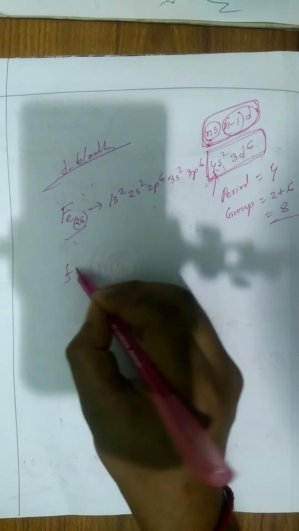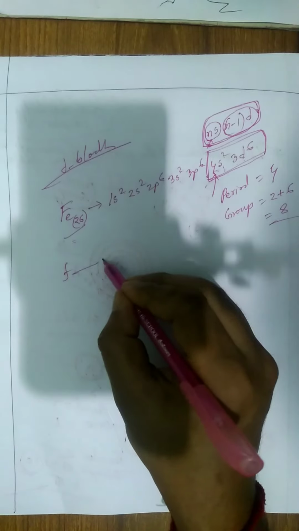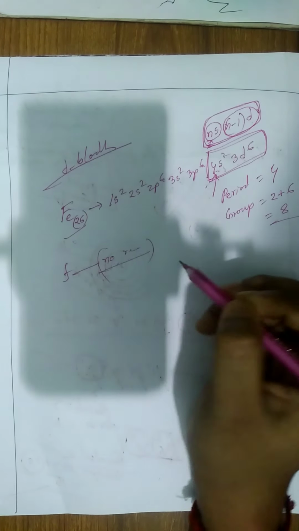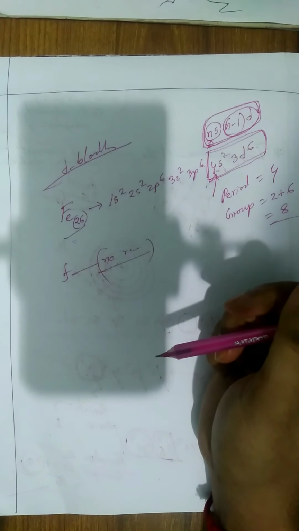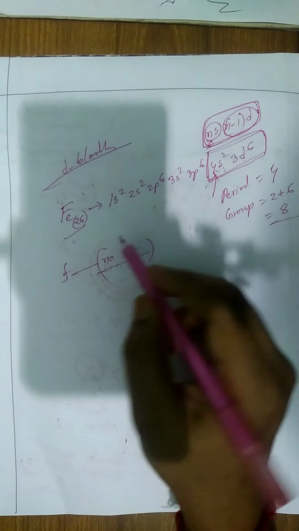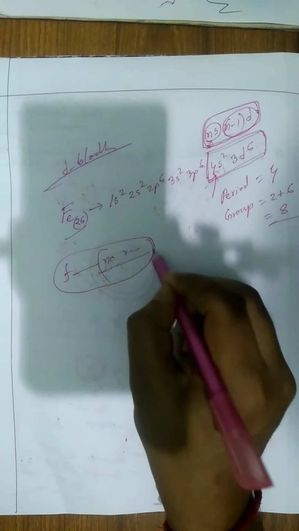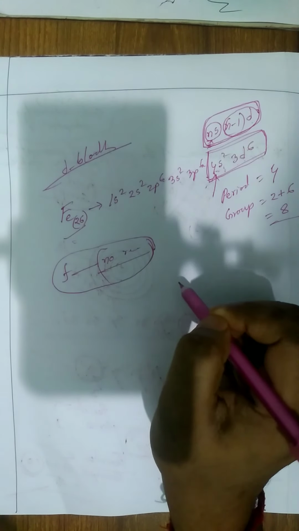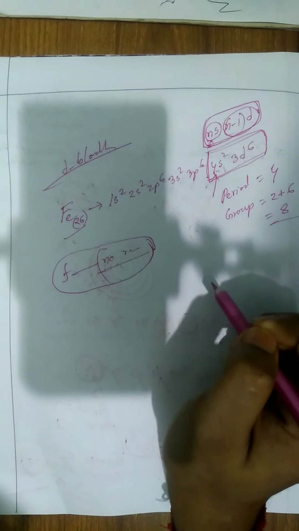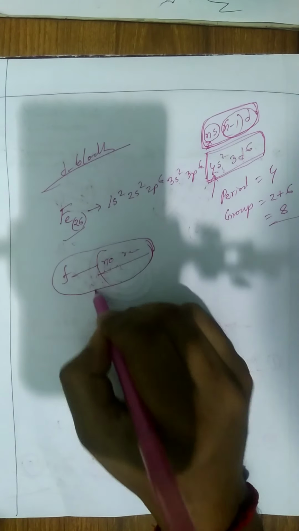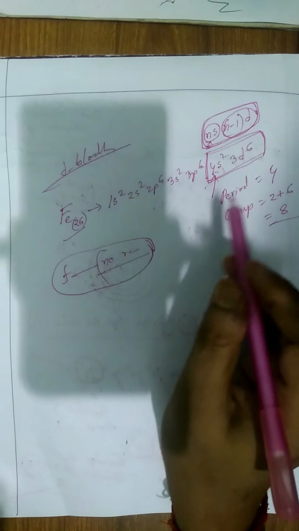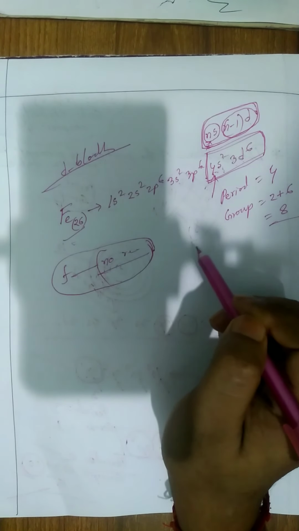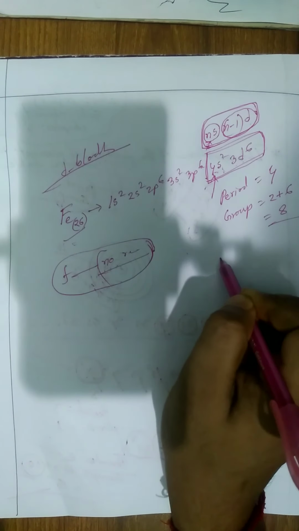And for f block elements, there is no need to learn them at this time because they are out of your syllabus. When you are a college-level student, then you will learn about this. So you have to study the s block, p block and d block.